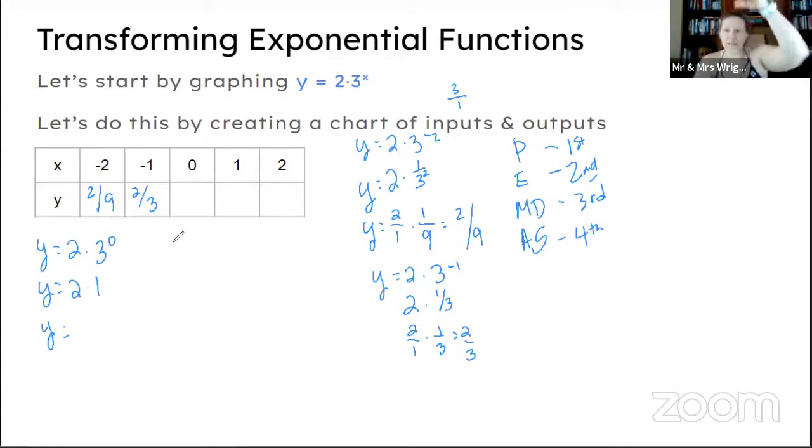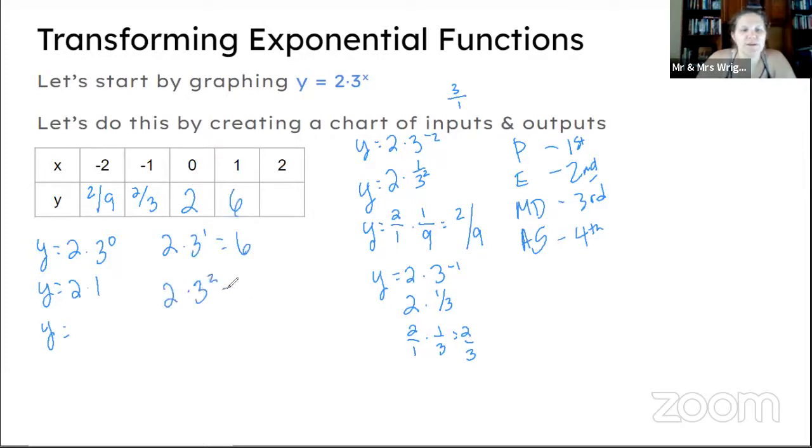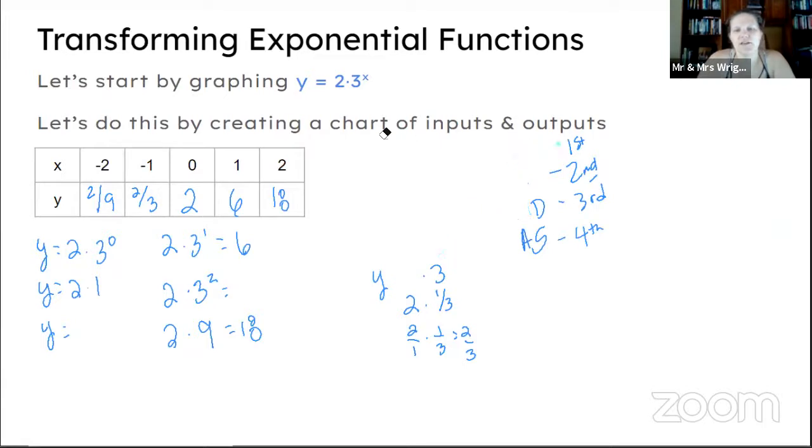It's pulling it up. So every input that you have is going to have a higher output, as if the graph has shifted upwards. So instead of 1 here, we have 1 times 2, which is 2. All right, so 2 times 3 to the power of 1 is simply 6. And 2 times 3 to the power of 2 is 2 times 9, which is 18. Wow, that is getting big fast. Let's see if we can look at what this looks like on a graph here.